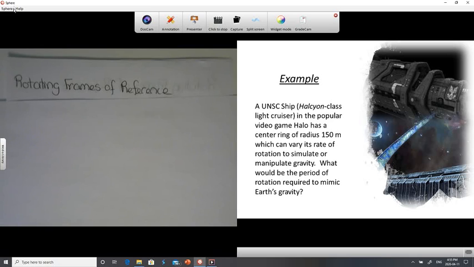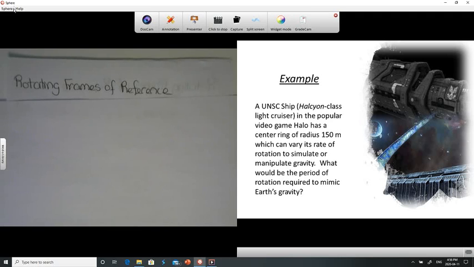It could vary its rate of rotation to simulate gravity here on Earth, or give you situations where gravity would be increased, which could be beneficial for training, or decreased. What we're going to do is calculate the period of rotation required to mimic Earth's gravity, to give us a normal force or an apparent weight equal to our weight here on Earth.